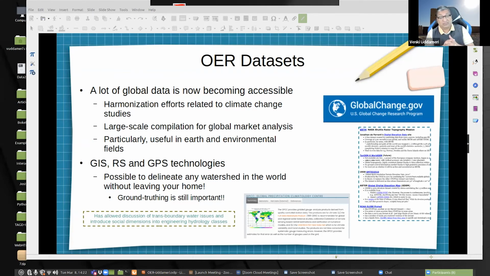The availability of GPS in particular on cell phones has made it very easy to geolocate data, like geocode data, and that has added a new dimension to our analysis that was otherwise not possible, not say even 10 years ago.